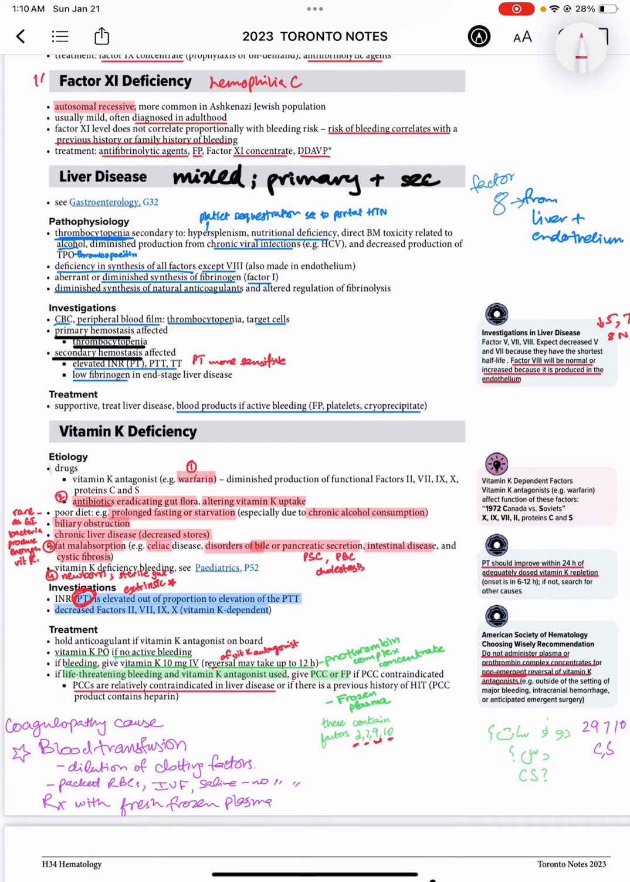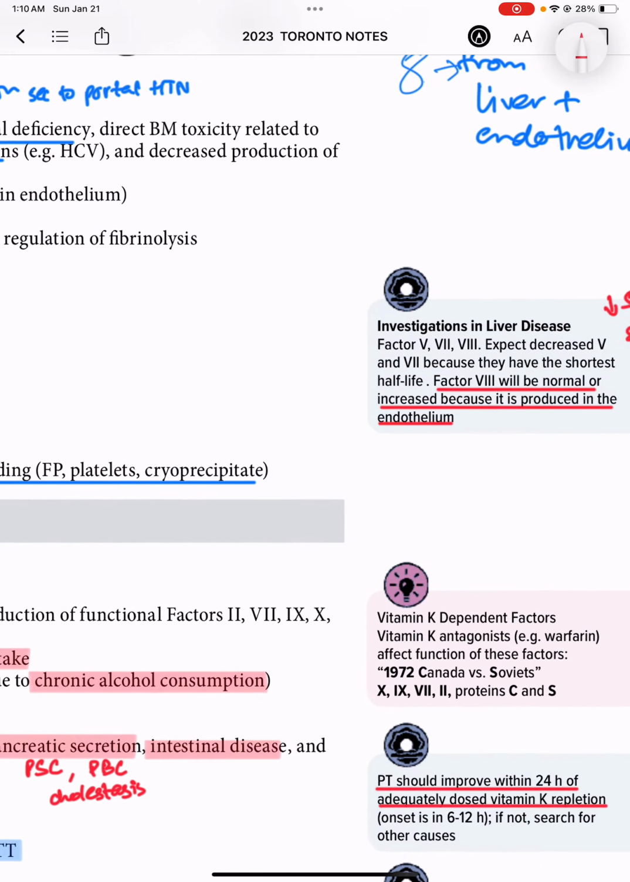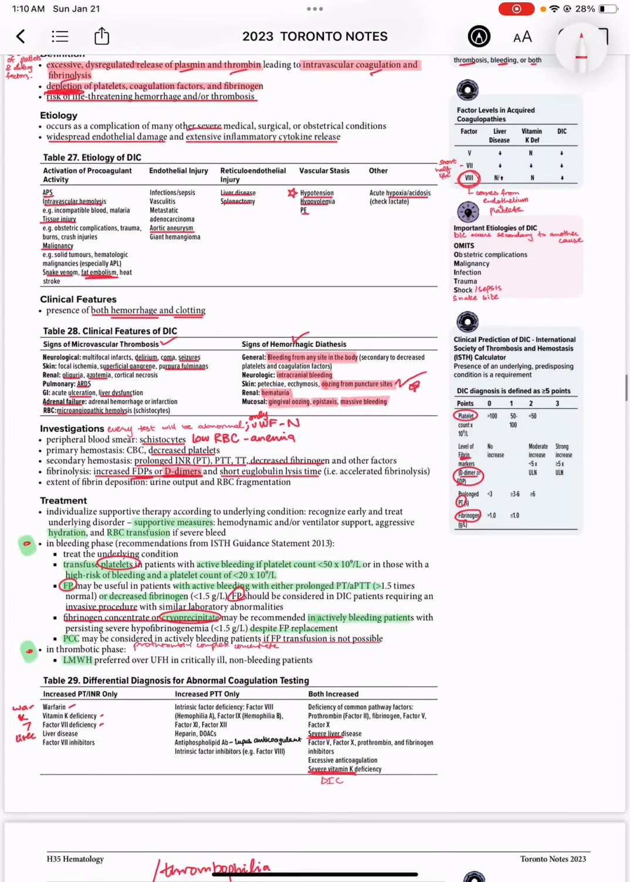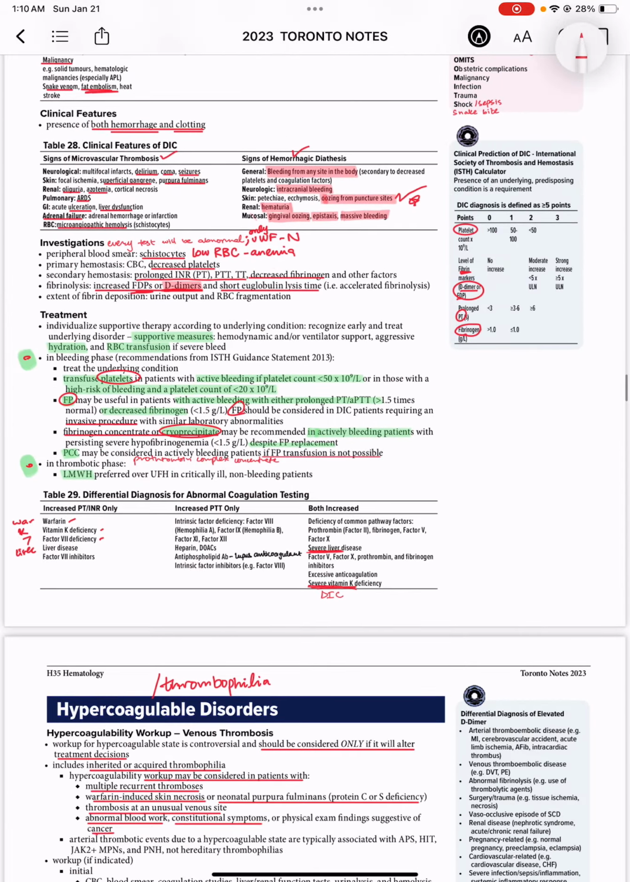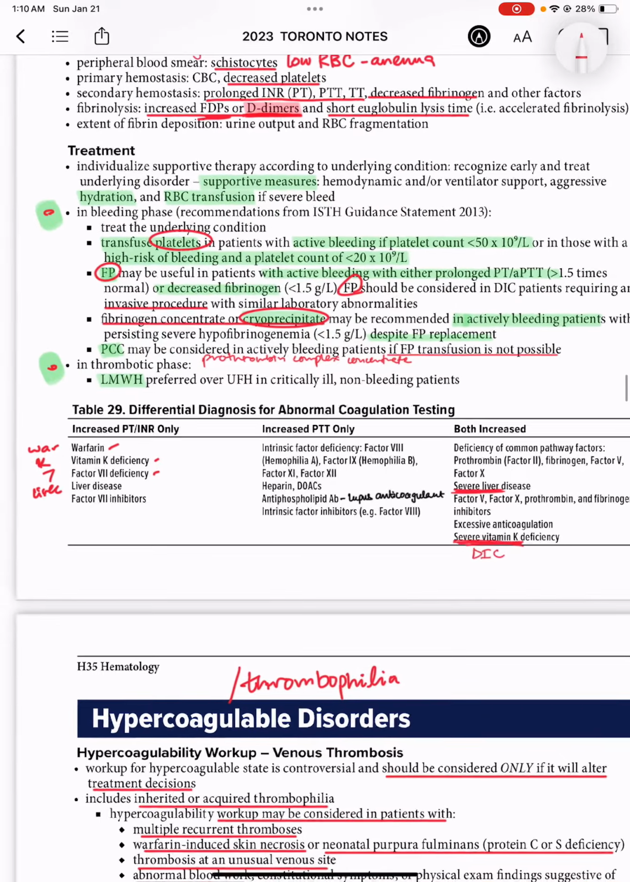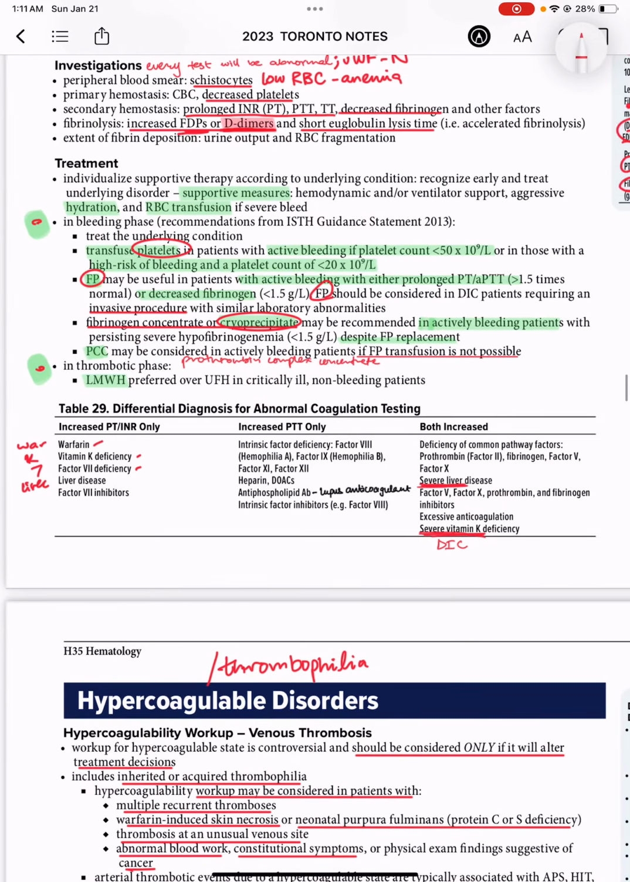I just don't want to confuse while explaining. Okay, let's go with the table first. Differential diagnosis for abnormal coagulation testing.